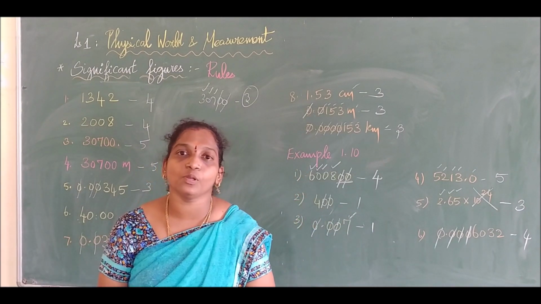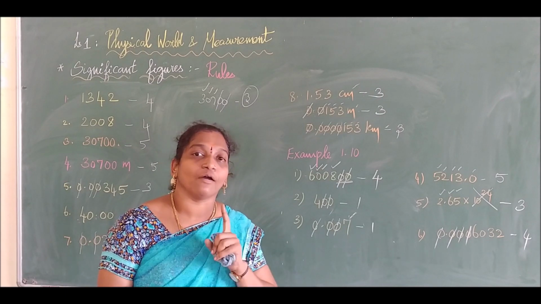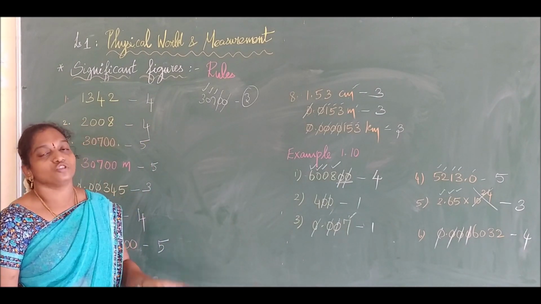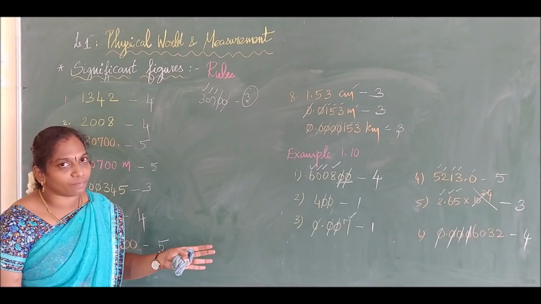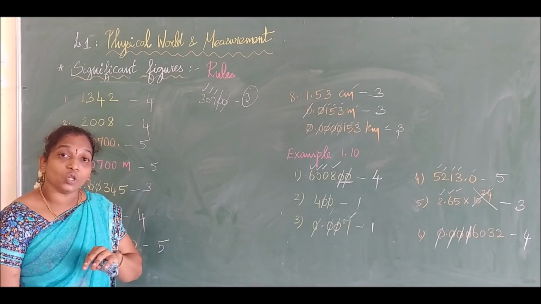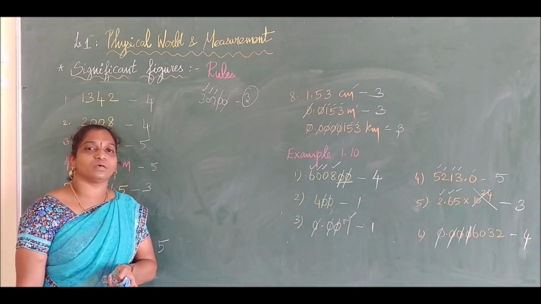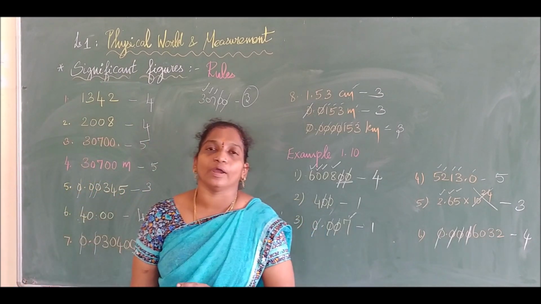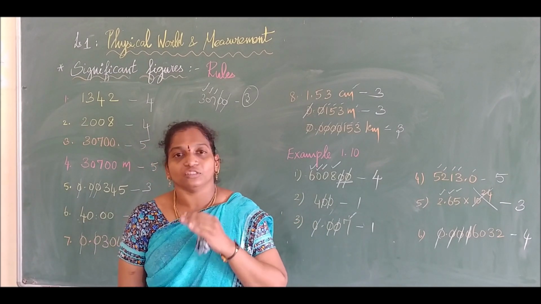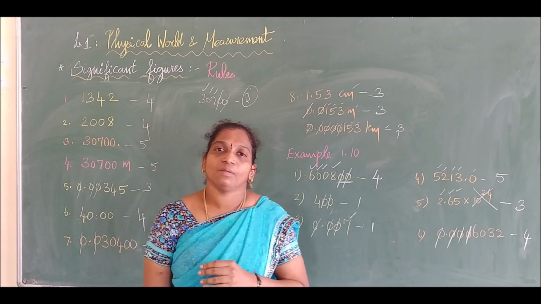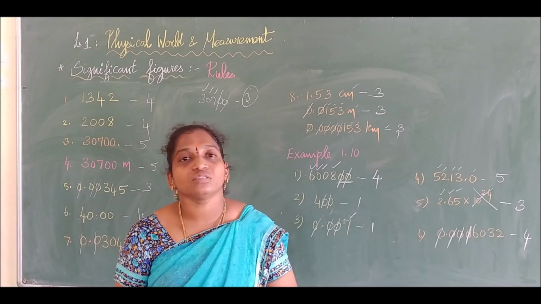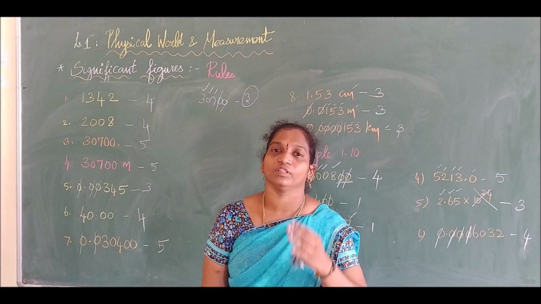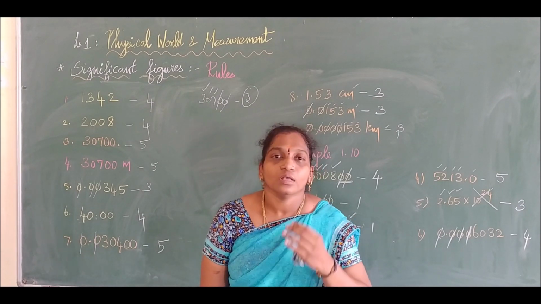So it is a very simple and very easy one, once we know about the rules for writing significant figures. So remember that all non-zero numbers are significant. Zeros between two non-zero numbers are significant. And trailing zeros with the decimal point are said to be significant. And trailing zeros without a decimal point are said to be what? Non-significant.